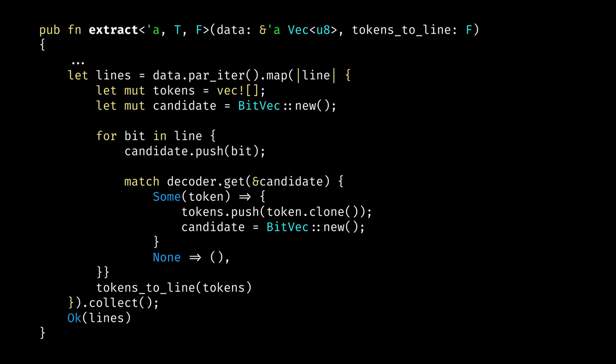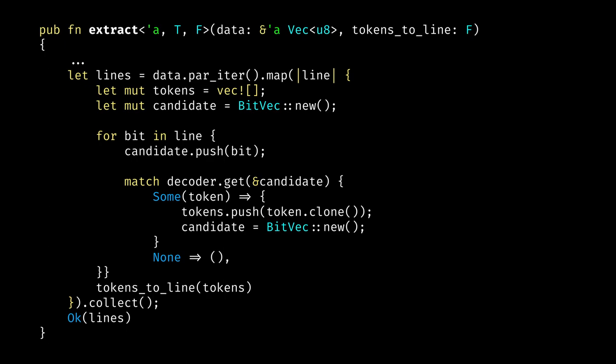And then we again use Rayon to parallelize our execution. We convert our data vector to a parallel iterator. And for each of those lines, we create a new vector of tokens. And then we essentially try to match our token progressively, reading bit by bit from the line. We push each bit into a candidate bit vector, and then we check if this candidate is contained in the decoder hash map. It means that we read a token and we can push it into our tokens vector.